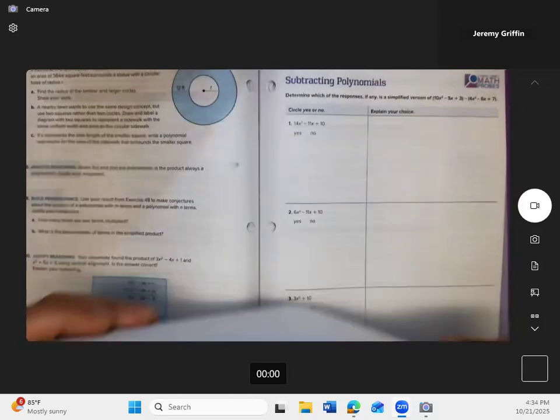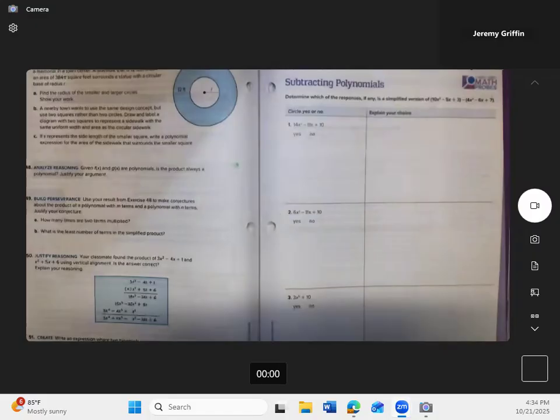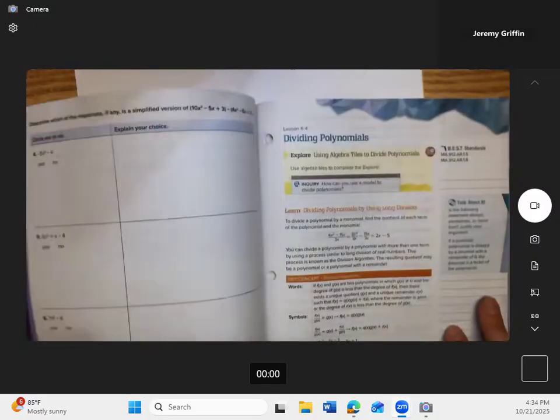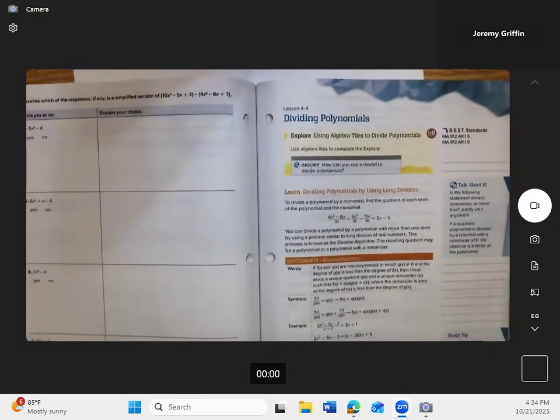All right, that was a fun adventure. And so, a bunch of examples of things you can do with polynomials. In the next lesson, you get to do more, but that is a wrap on 4-3.